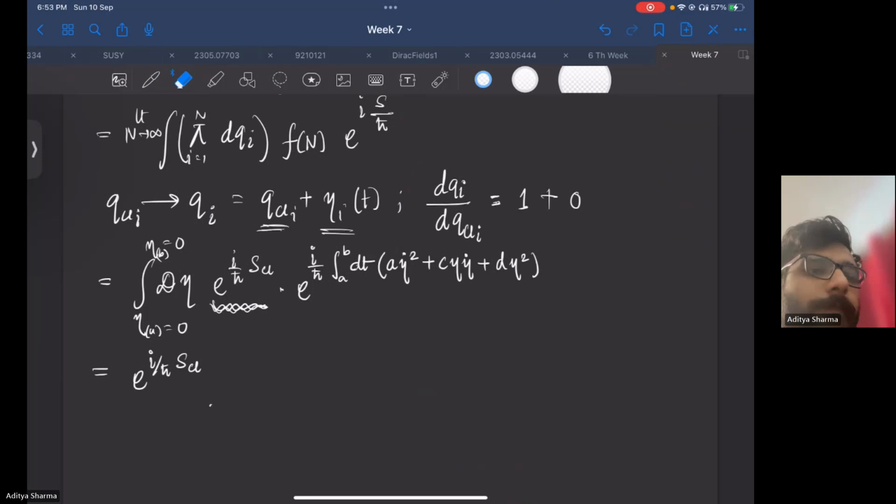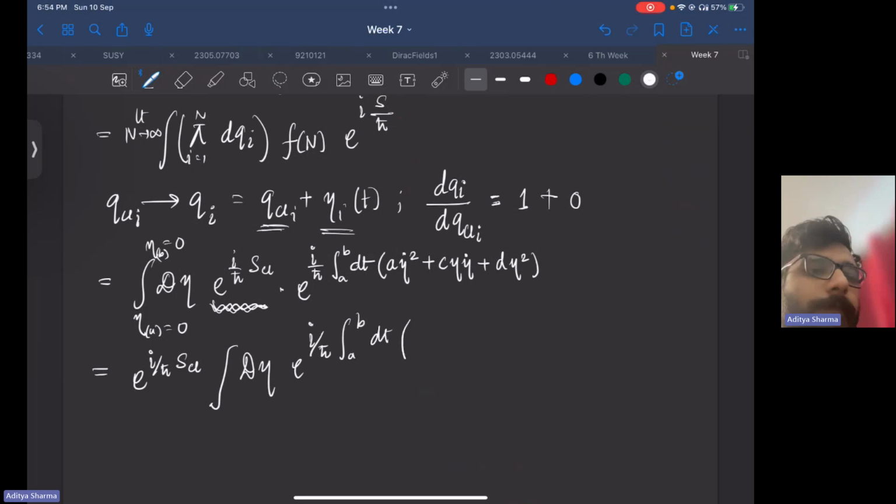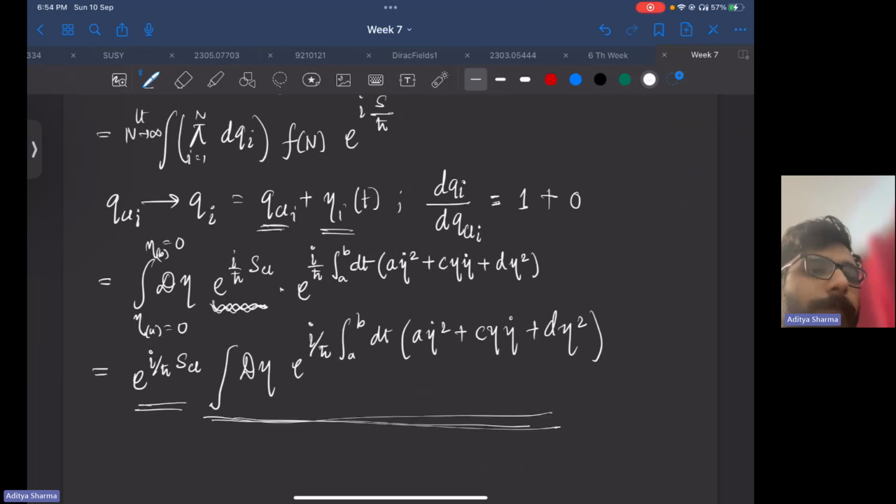the eta to the power h cut b eta square eta dot is. So this is the reason why you can write the kernel to be some classical action evaluated from your required time times some normalization constant, which will be given by this.